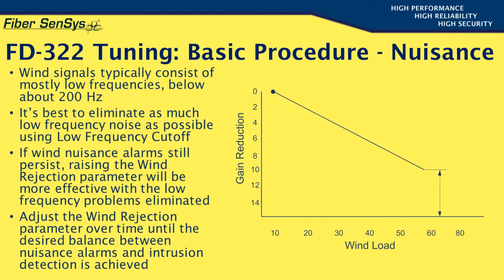Even though the wind rejection algorithms are very effective, it's still best to eliminate as much low-frequency noise as possible using the low-frequency cutoff parameter. If wind nuisance alarms still exist, raising the wind rejection parameter will be even more effective after the low-frequency noise has been eliminated. Adjust wind rejection processing over time until nuisance alarm rejection and intrusion detection goals are achieved.